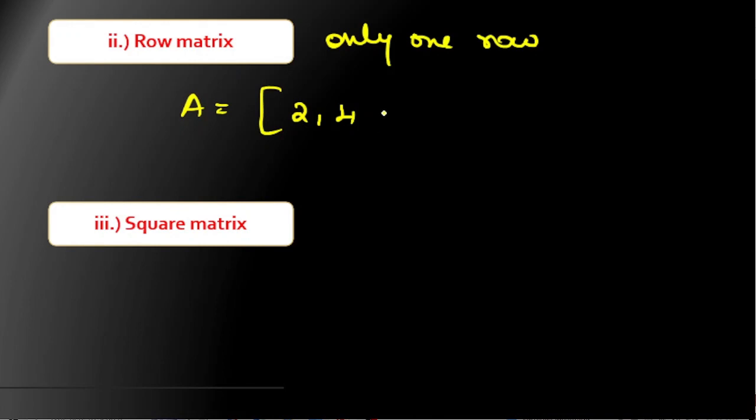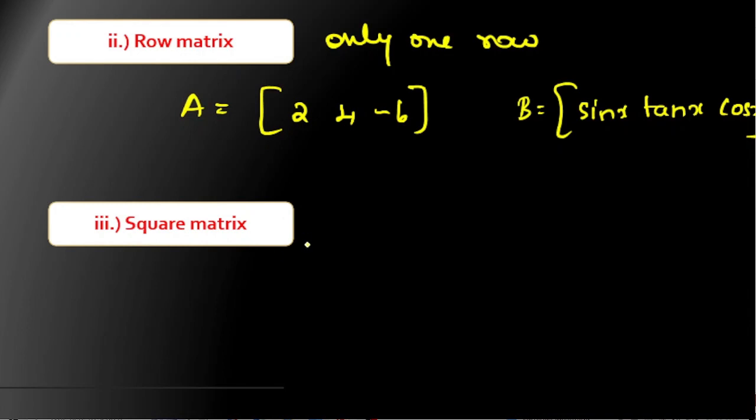Then coming to the row matrix. A row matrix is where you have only one row. In the row matrix example you can see 2, 4, minus 6, and sin x, tan x, cos x, like this. How many columns is not a problem, but only one row should be there. That is called a row matrix.